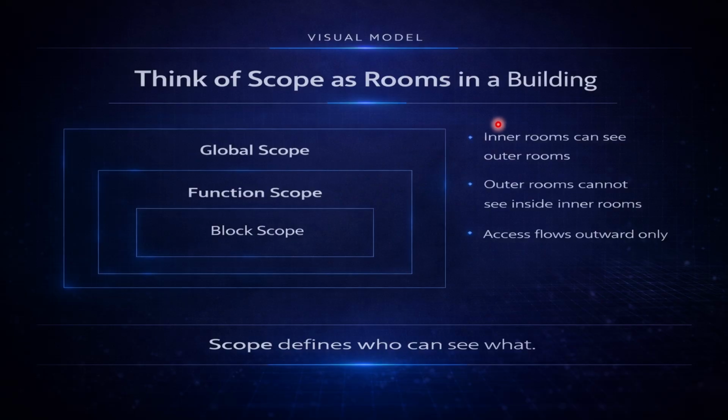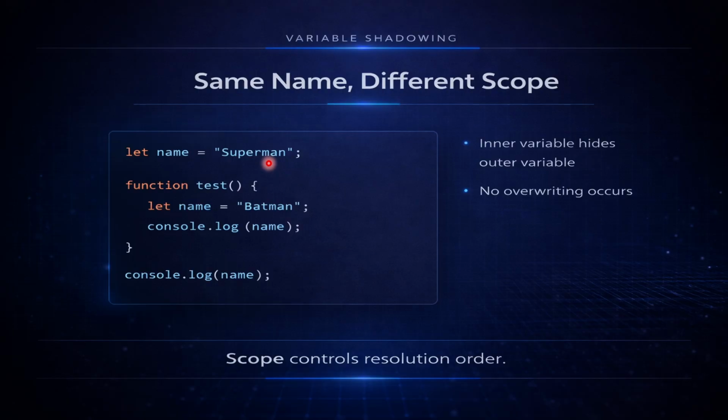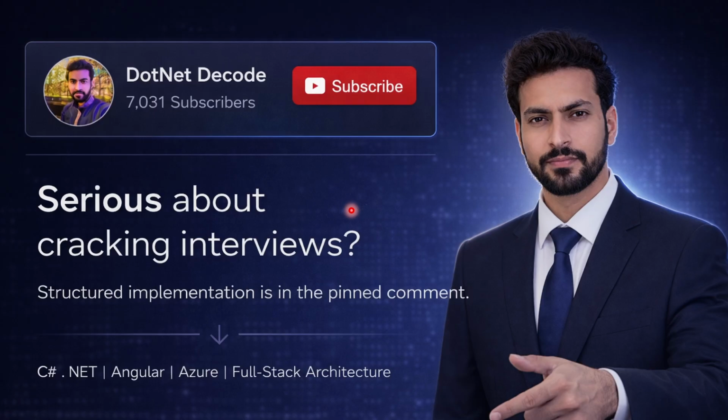So inner scopes can see outer scope. If this block is out here, it has accessibility to everything defined in this functional scope as well as in the global scope. An inner variable will hide the outer variable. So in this context, Batman will be printed, not Superman. Try running this application and you'll get to know.